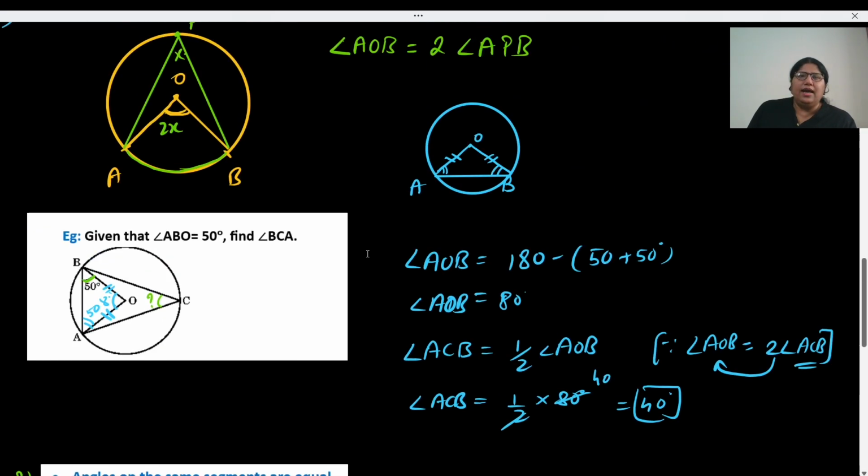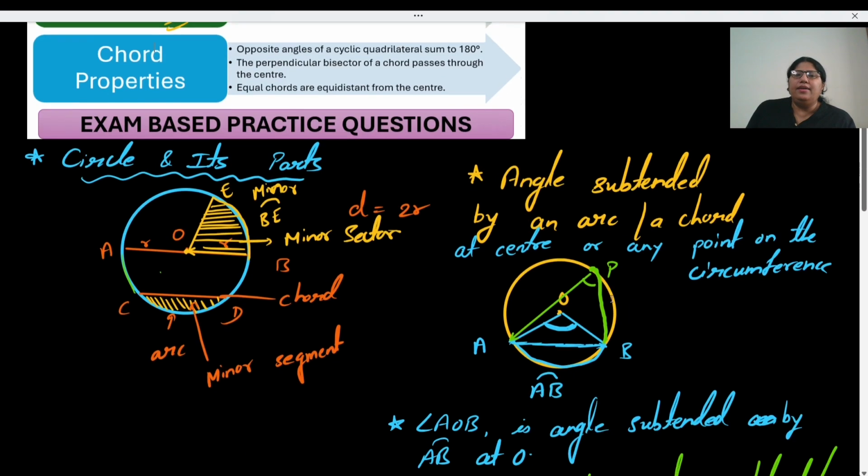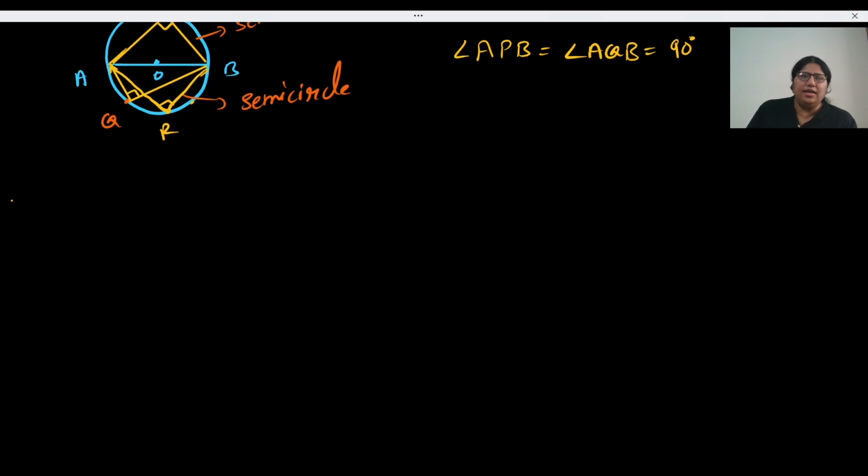Now you can see that all three theorems based on arc properties are done, and now we will see the theorems related to tangents. So these are called tangent theorems, theorems based on tangents.